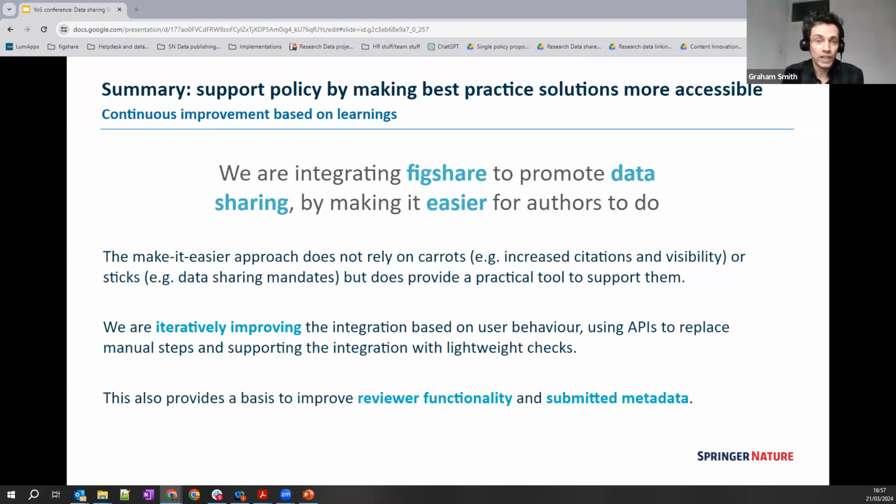So again, really, without having to rely on these carrots and sticks, these motivations, either to tempt authors to do it or to force them to do it, if we just make things easier and then continue to iteratively improve this, we don't have to keep changing our policies, for example, but we can build on what we've learned.